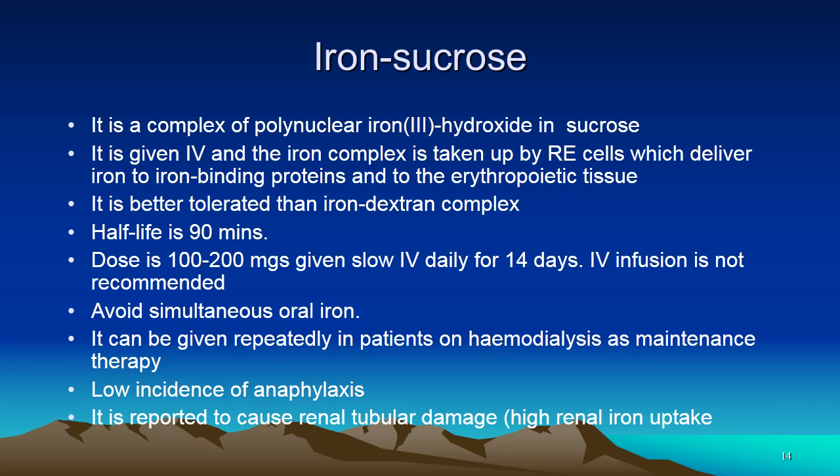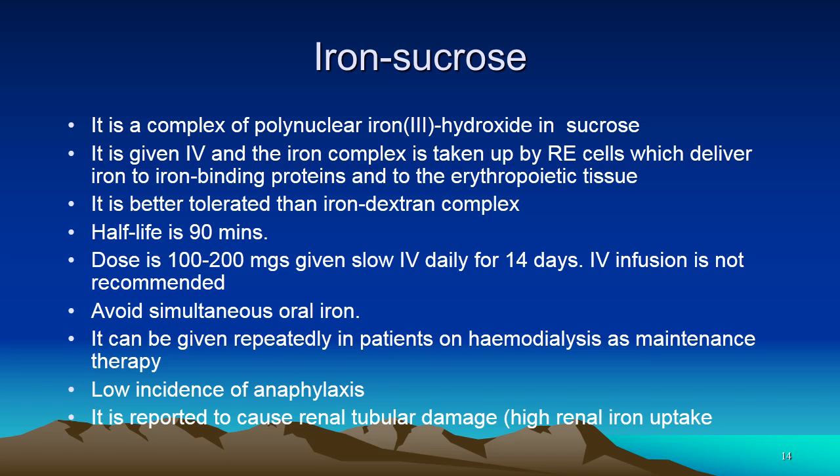Half-life is 90 minutes and the dose is usually 200 milligram given IV slowly and intermittently, up to 1 gram in a period of 14 days. Many do not prefer IV infusion. Therefore, the amount of fluid as normal saline should be as minimal as possible. Avoid simultaneous use of oral iron, and it can be given repeatedly in hemodialytic patients.